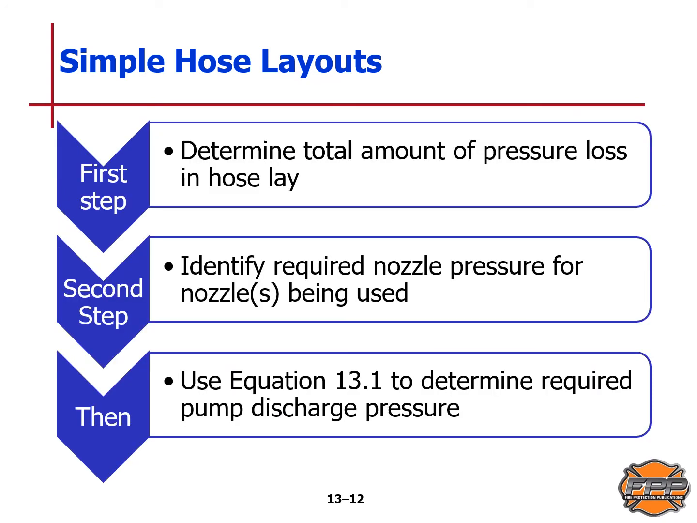The first step is to determine the total amount of pressure loss in the hose lay. The second step is to identify the required nozzle pressure for the nozzle or nozzles being used, and then use equation 13.1 to determine the required pump discharge pressure.